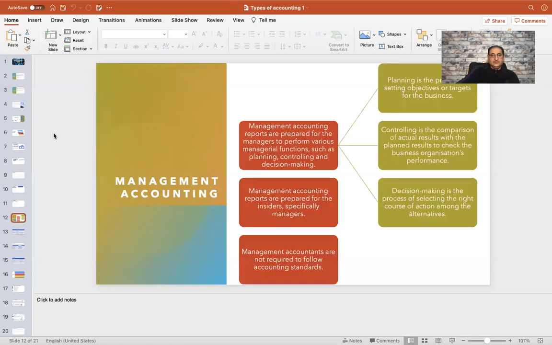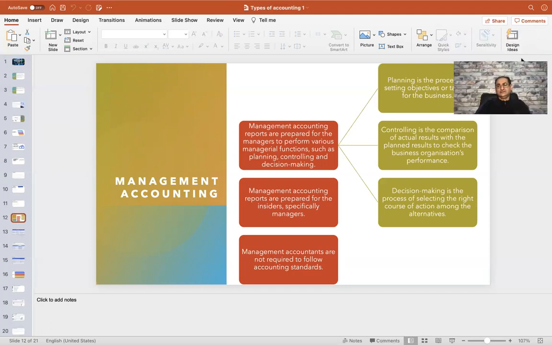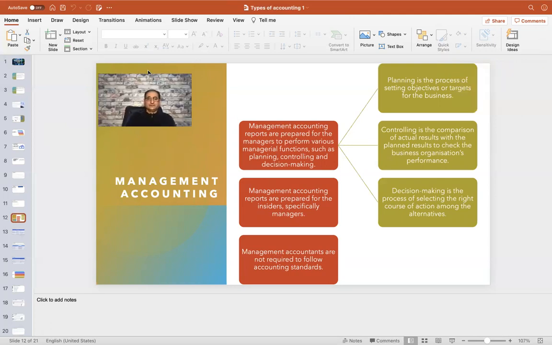Now I am moving to the next slide. So the next slide is related with management accounting. So whatever we have discussed before, that is related with financial accounting. So now we are moving to management accounting. Okay, so what is management accounting and what are the management accounting reports? That is what we are going to discuss now.